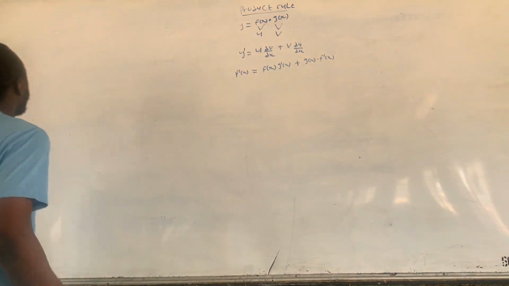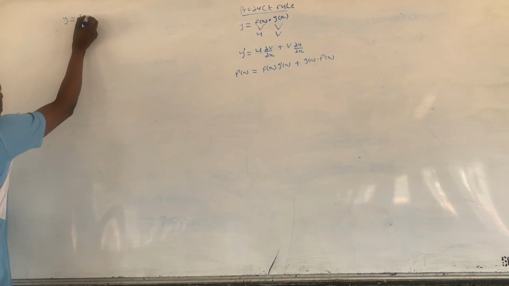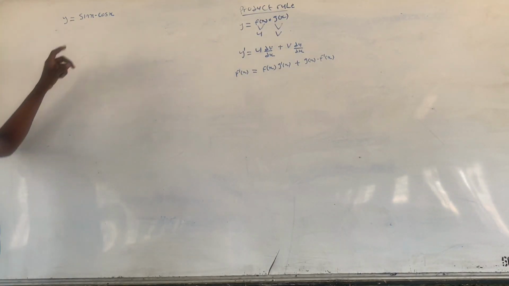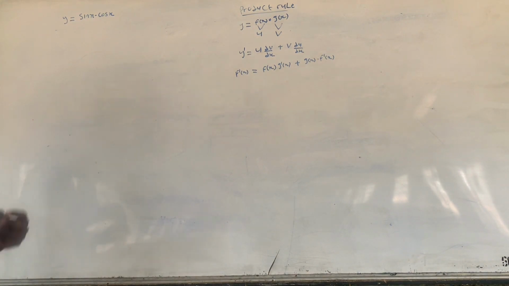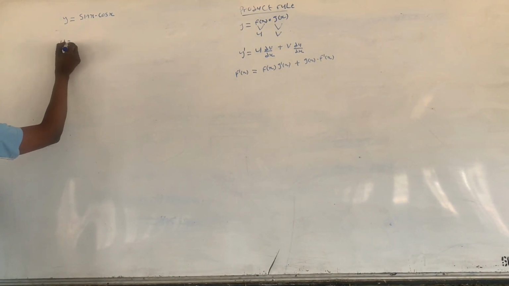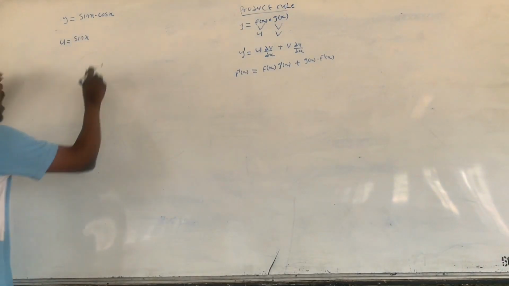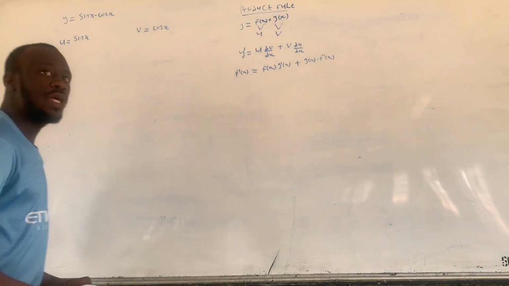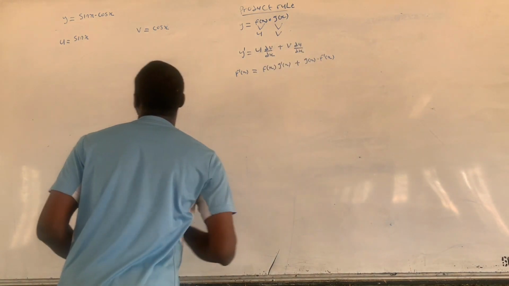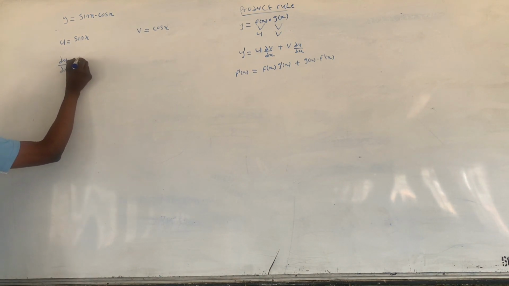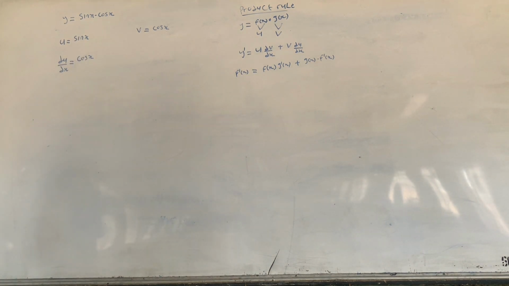Now, for example, here we have y equals sine x cos x. The reason is that we multiply sine by cos. So this question can only be solved using the product rule, where our u, the first one, is sine x, and our v, the second one, is cos x. Remember, in the formula, you need to find dv over dx and also du over dx. We differentiate these two terms, and we obtain du over dx equals cos x. Remember, the derivative of sine x is cos x.